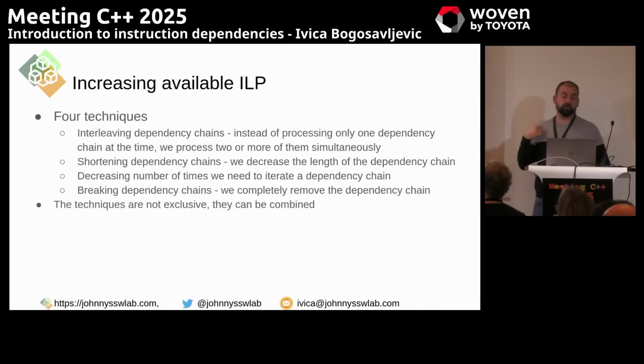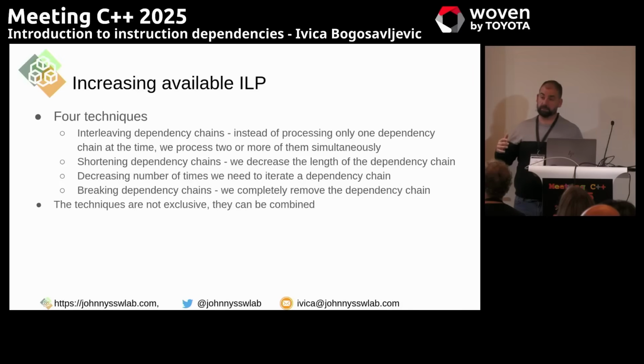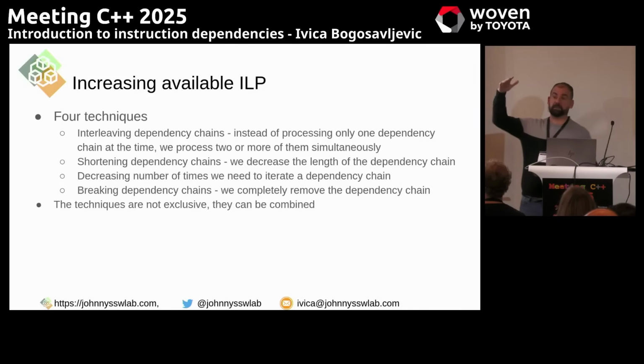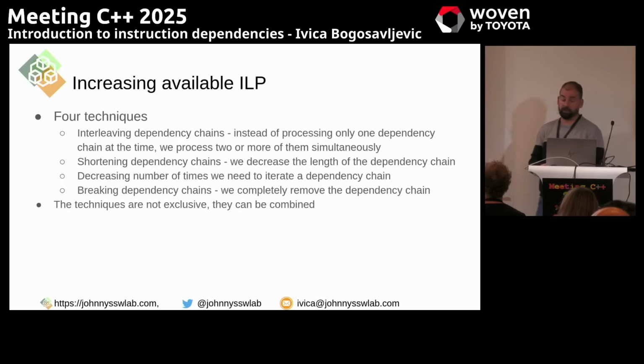Then the second approach is you can shorten your dependency chains. So instead of having a dependency chain which is 1 million, you can have a dependency chain which is only 500,000, and this will also improve performance.